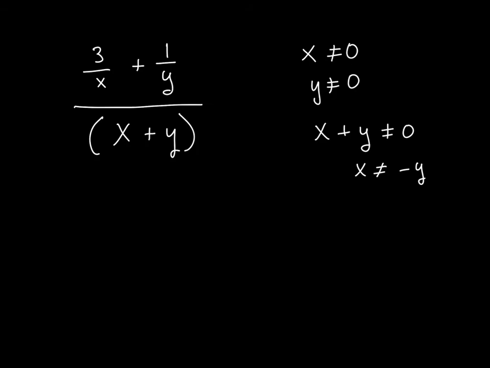Type 1, or the first way, is to find a common denominator. And I do that with a common denominator of each piece. And in my denominator, that would be over 1. So my common denominator is just xy.